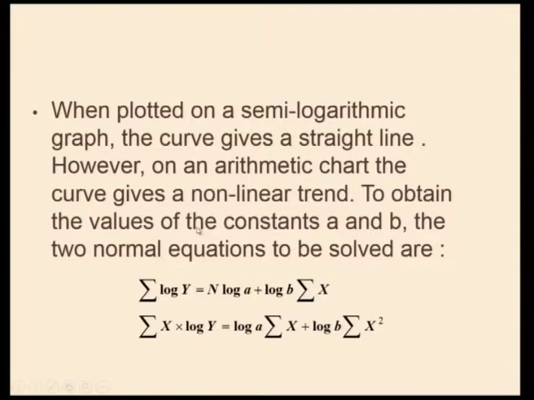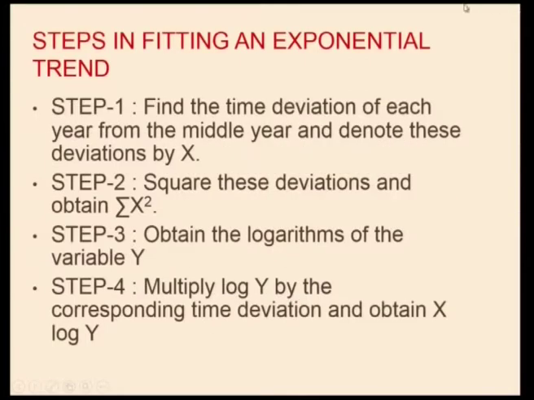To obtain the values of the constants a and b, the two normal equations are to be solved for the above equation. Since the above equation represents a straight line, we have the normal equations in straight line form. So we get sigma log y = n log a + log b sigma X. Sigma of X log y = log a sigma X + log b sigma X square. Now how to fit the exponential trend?